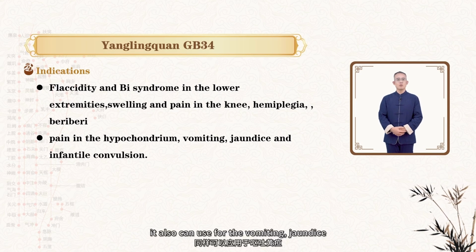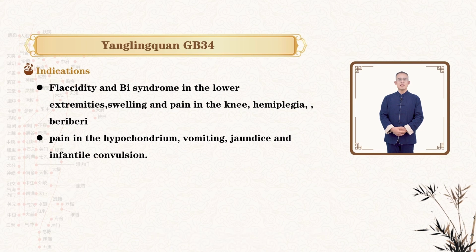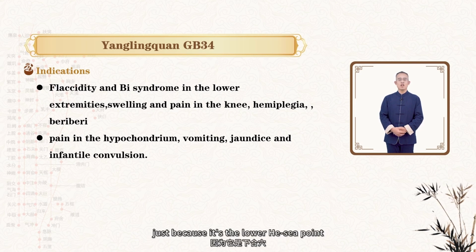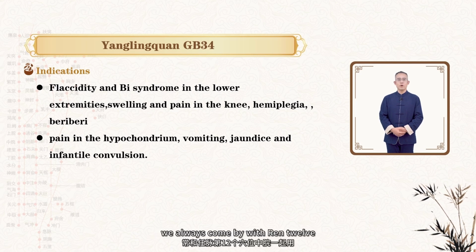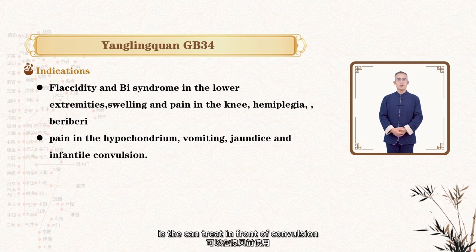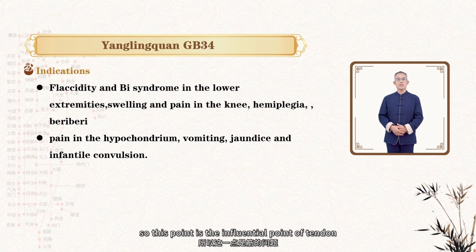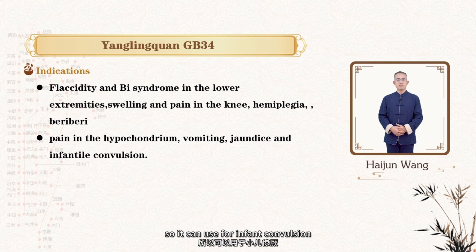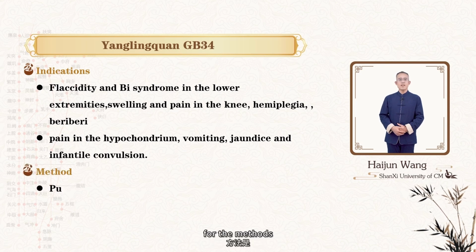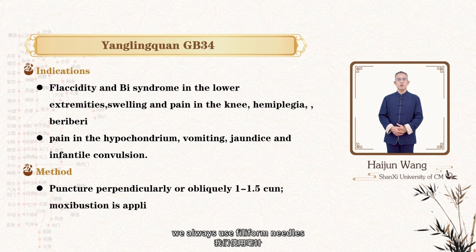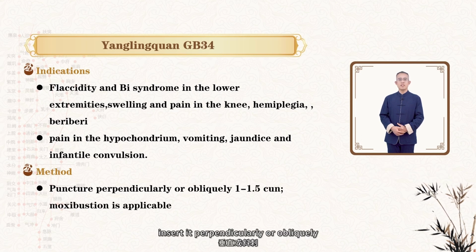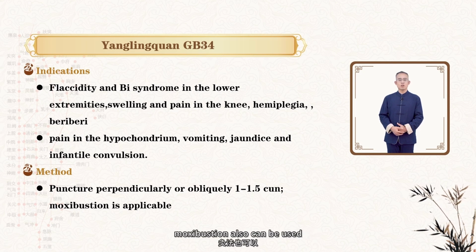It also can be used for vomiting and jaundice, just because it's the lower He-Sea point. When we treat it, we always combine it with Ren 12. The last indication is that it can treat infantile convulsion, just because convulsion is a tendon problem. This point is the influential point of the tendons, so it can be used for infantile convulsion. For the methods, we always use filiform needles, inserting perpendicularly or obliquely 1 to 1.5 cun. Moxibustion also can be used.